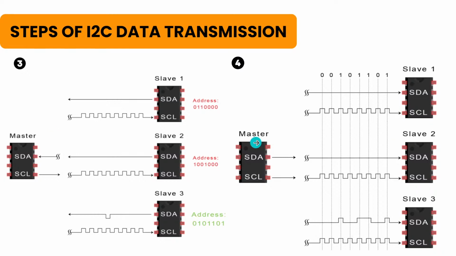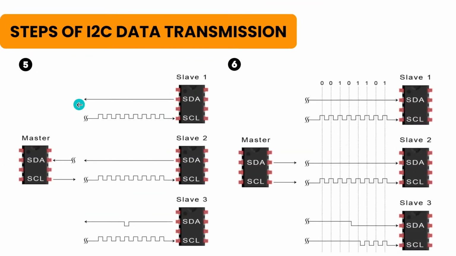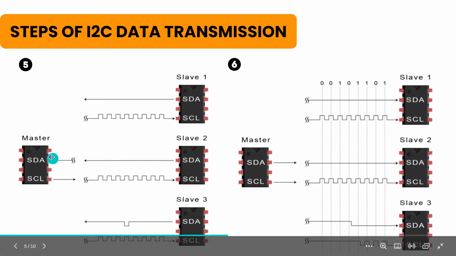This is the fourth step. And the fifth step is, after each data frame has been transferred, the receiving device returns an acknowledgement bit to the sender to acknowledge the successful receipt of the frame. I have successfully received your data. For that it sends a low voltage signal acknowledgement bit to the sender.